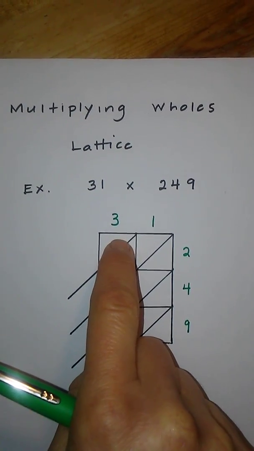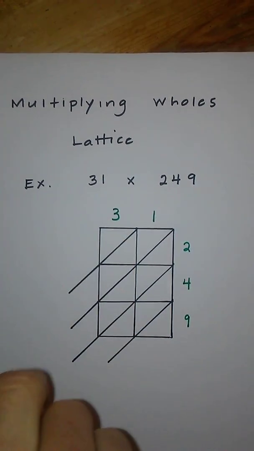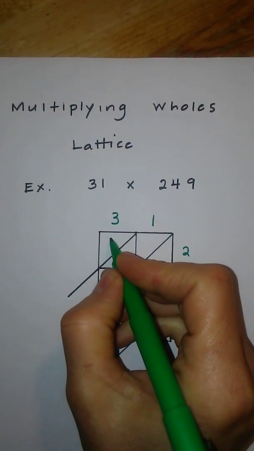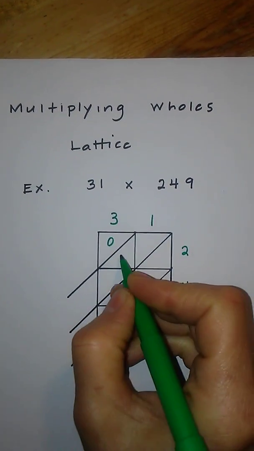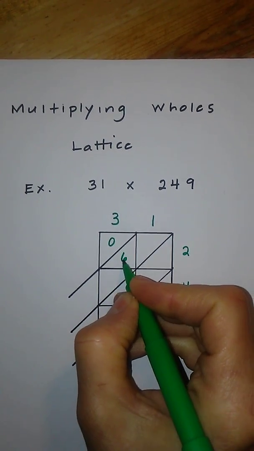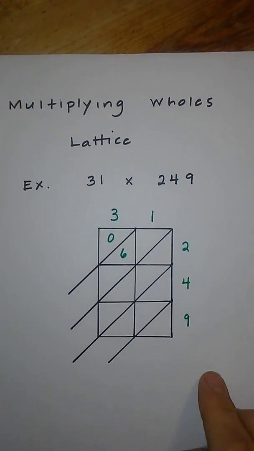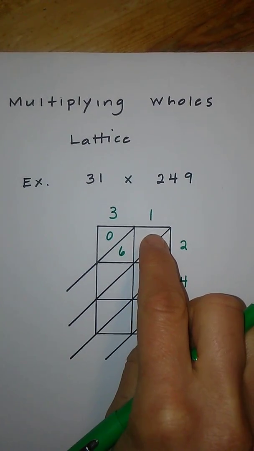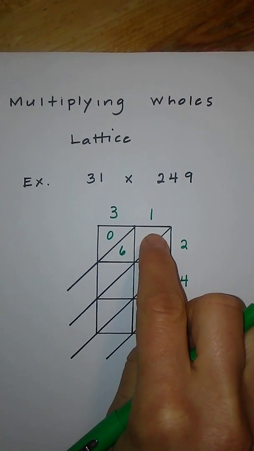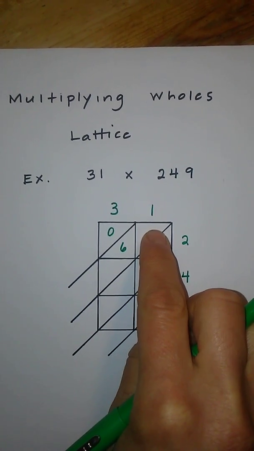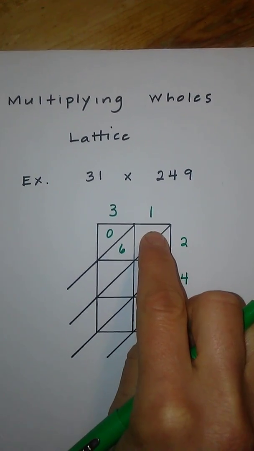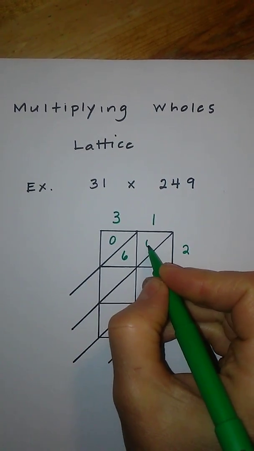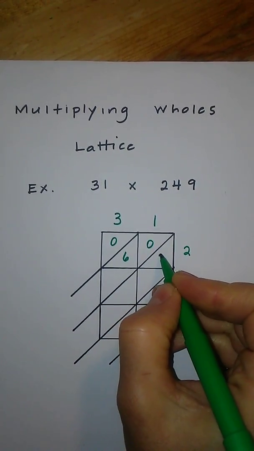Now 3 times 2 is 6. To place that in the square, we're going to use a placeholder 0 and the 6 here. Now I'm working on 1 times 2. 1 times 2 is 2. Again, I'm going to need a placeholder. 0, 2.